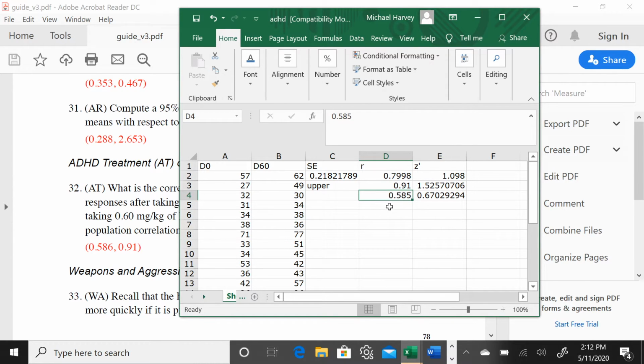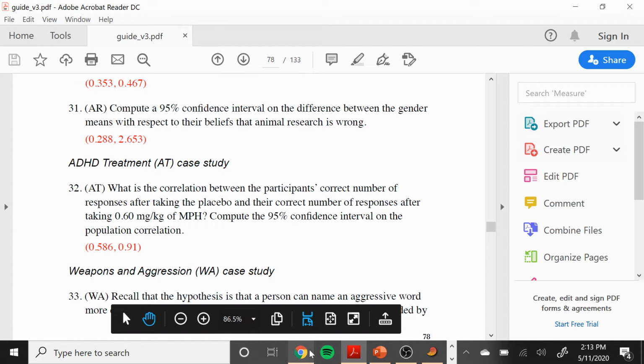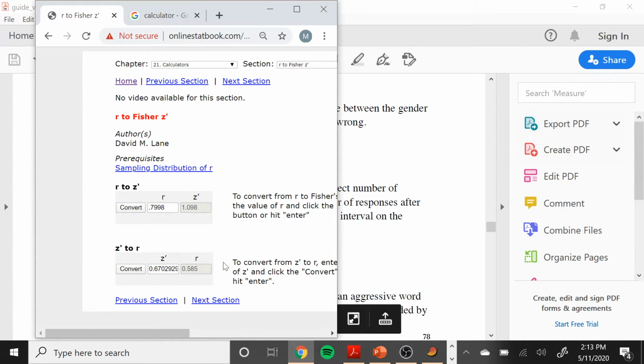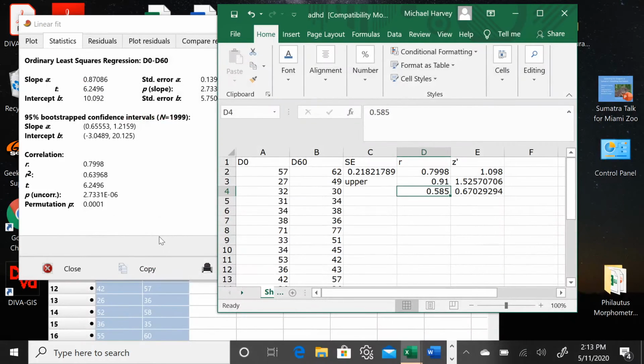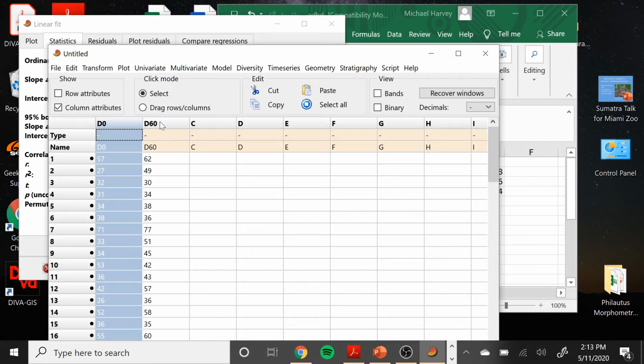Okay, so how do you interpret that? Let's see what we might say. What is the correlation between a participant's correct number of responses after taking the placebo and their correct number of responses? Well, we can even take a look at this. Let me close some of these things. No, not that one. I may need all these. We can look at this graph again.